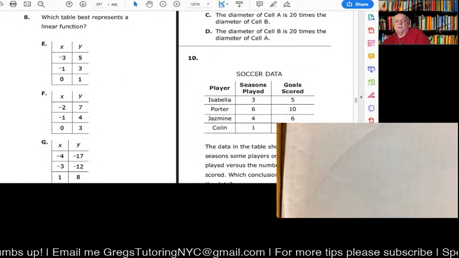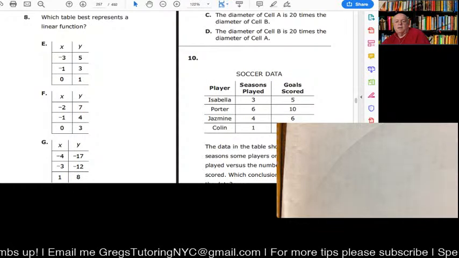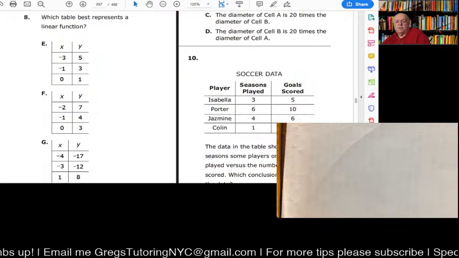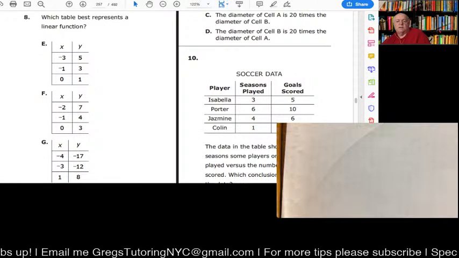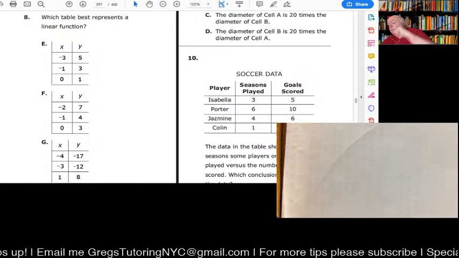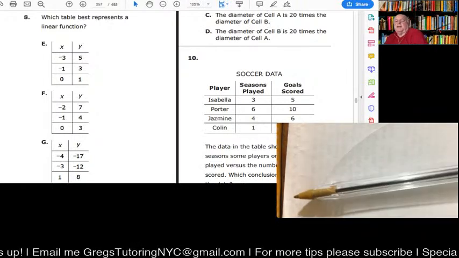All right, let's go to question number 8. Let's just make sure we're still alive. And this will be the last question I'm going to do. I'm going to have a short one today, I guess. Or it depends how long it takes me, because sometimes I wander on these. I like to over-explain these things to you guys. So we have a question: which table best represents a linear function?